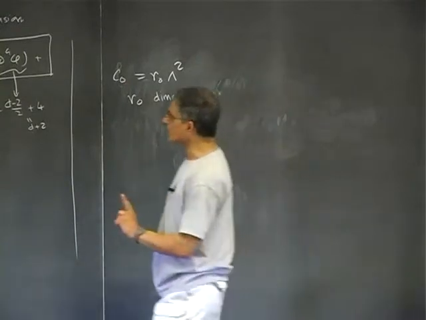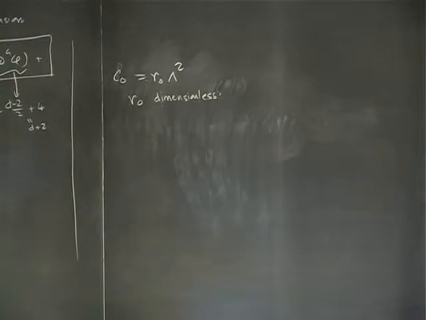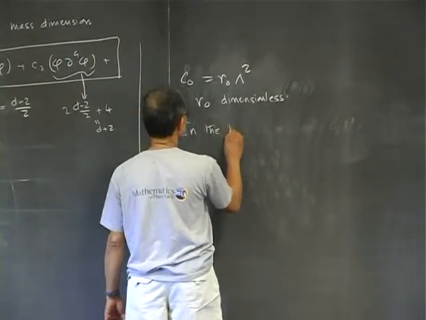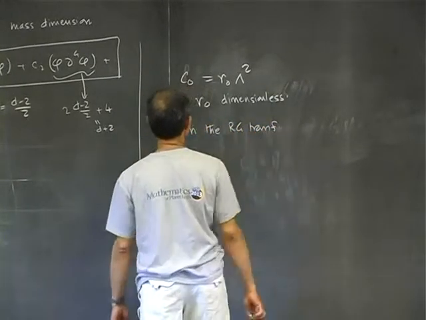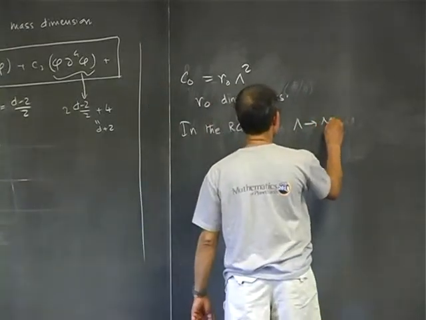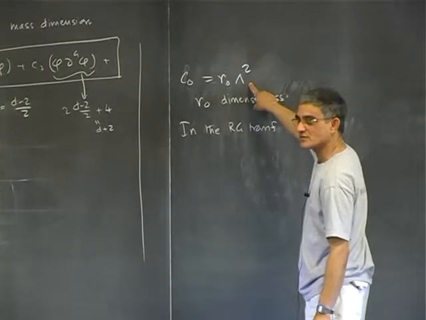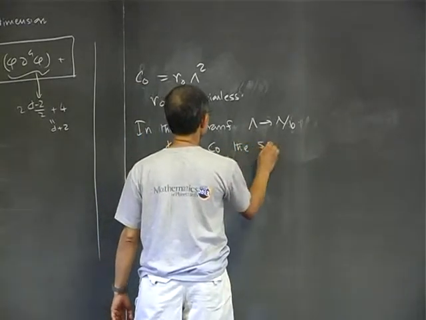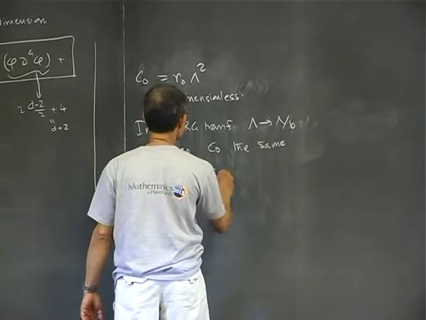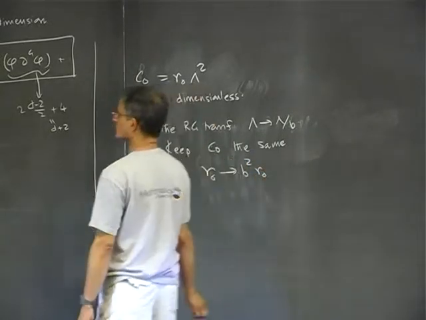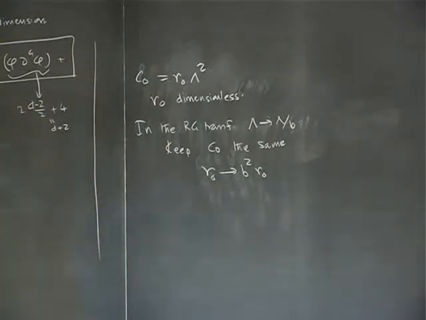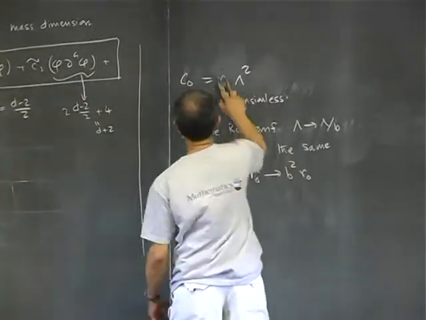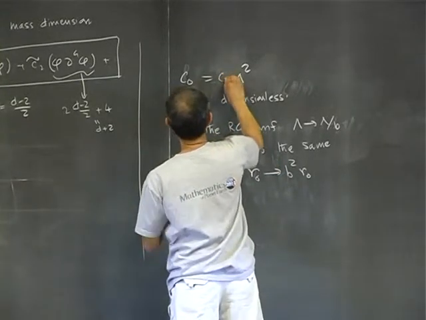Okay? And then what I said is that if I keep the dimensional objects the same, namely in the RG transformation, lambda going to lambda upon B, so the lambda keeps decreasing, I want to keep the C0 the same. That requires that R0 has to go to B times R0. I have to change notation a little bit because these have dimensions. Sorry for the notation. This was your original C0.